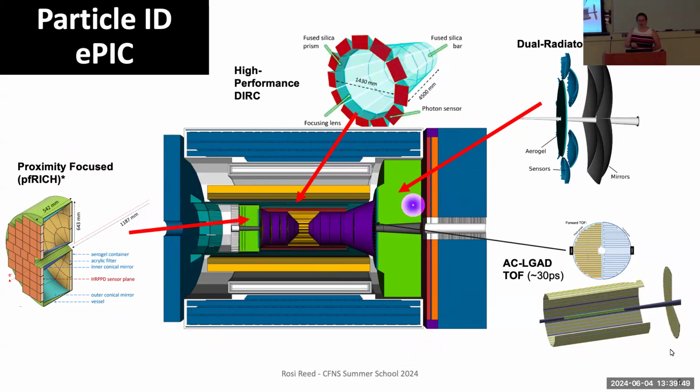We have that in this area. We have the dual radiator RICH, the DRICH, here. The ACL GAD, which I mentioned yesterday, and I guess I still kept the arrow black by accident, is here in the center. And then on the outside, we have the HPDIRC. I'll talk about each of these technologies and how we use them.